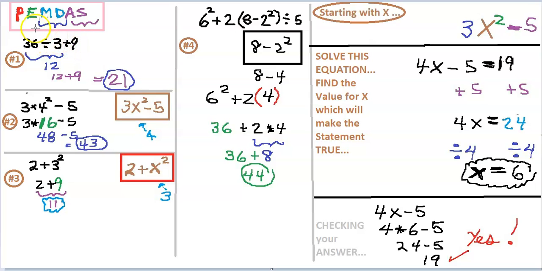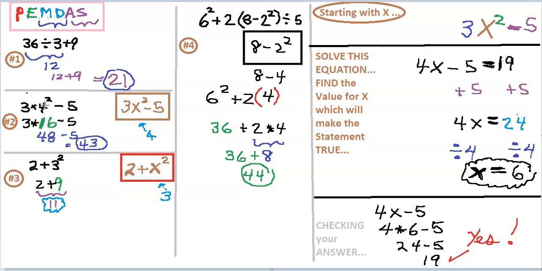They've decided, if you look up here, the first thing as you move across that we see is a multiply or divide. So we have a divide here, so that's 12. And we do add and subtract last, so it'd be 12 and 9 is 21.